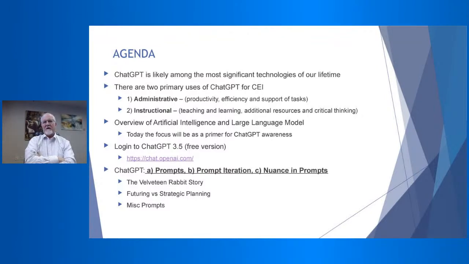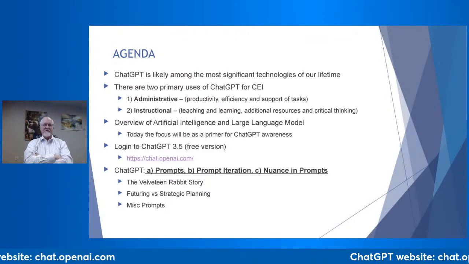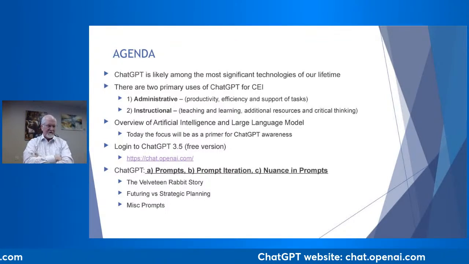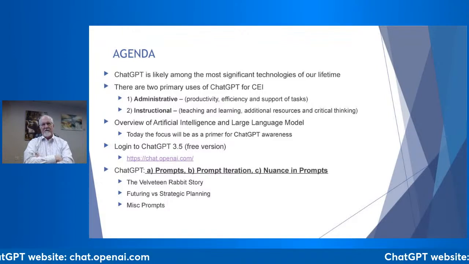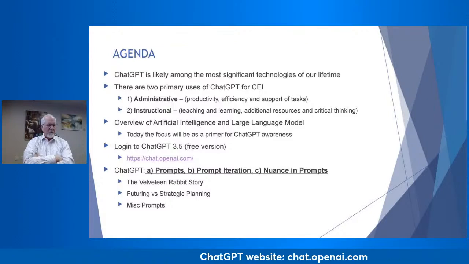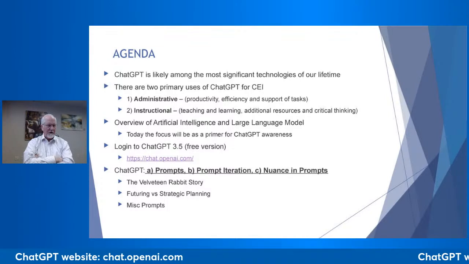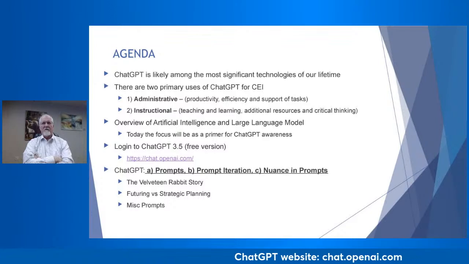So you all can log in. I don't know if you have or have not, but if you do, on the screen here, you're going to see a login prompt, and this is the way you get into ChatGPT. So it's simply chat.openai.com, and you can go in that. You're going to have to give a cell phone number to get into it, and then an email, and you can get in. And 3.5 is the free version. It's not going to cost you anything, but a great place to go in and use this.